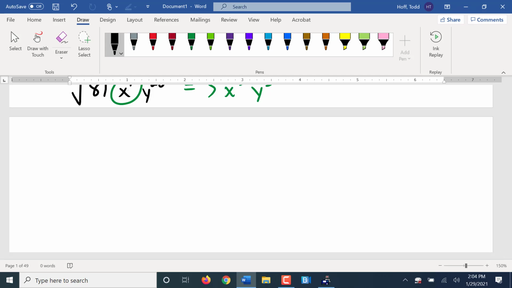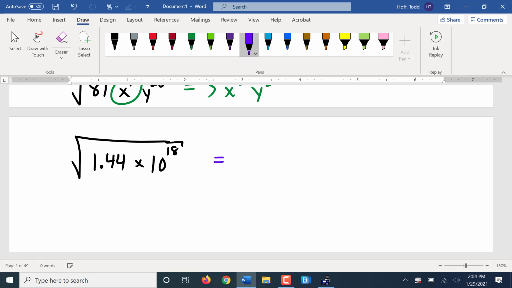So when we look at our scientific notation, the square root of 1.44 times 10 to the 18th. Well, what's the square root of 1.44? 1.2. And the square root of 10 to the 18th? 10 to the 9th. Yes, we divide the power by 2.